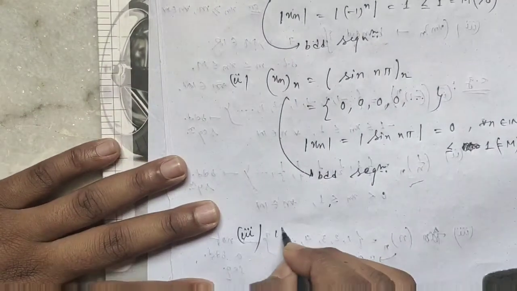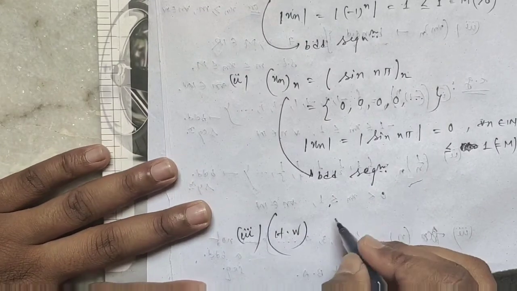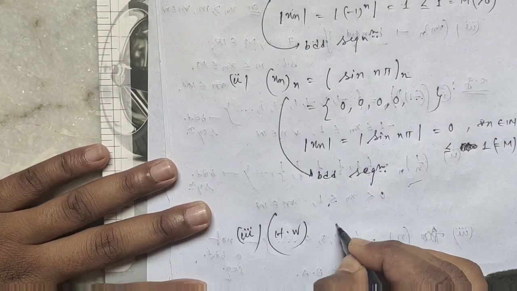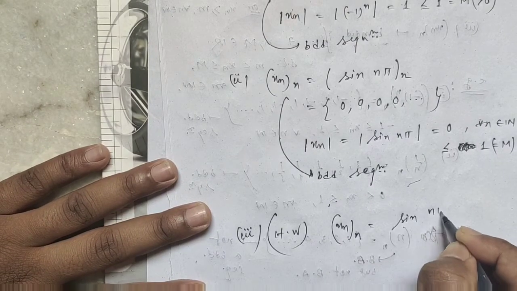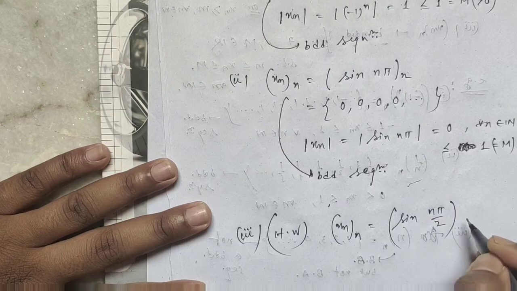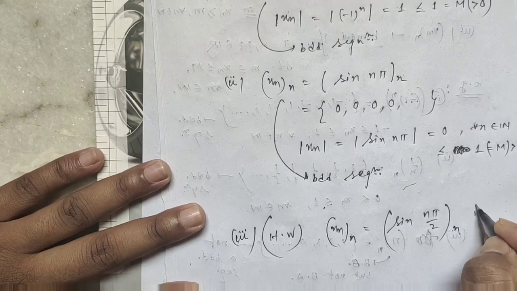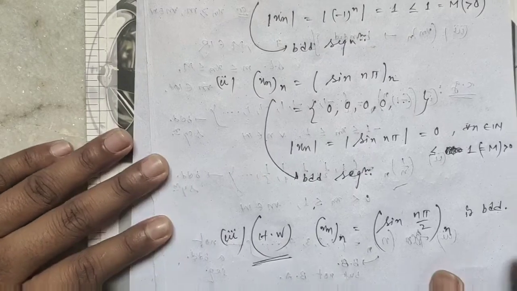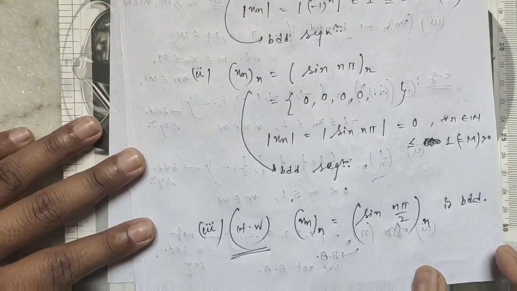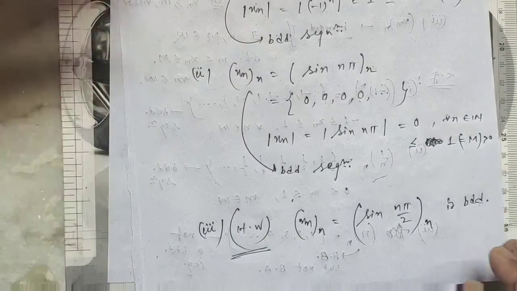Similarly, this is homework. Check whether xn equal to sine n pi by 2 is bounded. Sine n pi by 2 is also a bounded sequence.